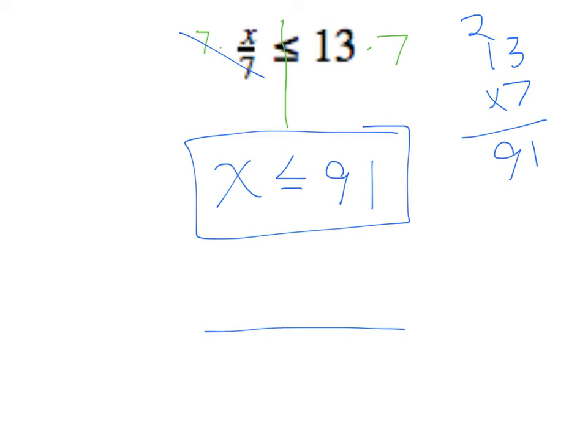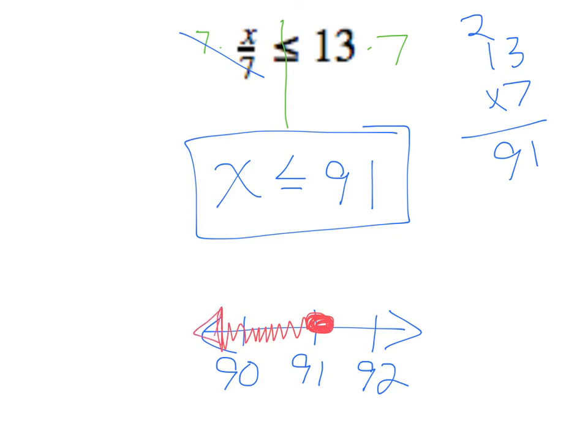To graph it on a number line, we'll make our number line, we'll put 91 in the middle. We'll put 90 and 92. This would be a filled in dot. And we want everything less than 90. I'm sorry, less than or equal to 91. So we want to include numbers like 90, 89, 87, anything that's smaller than 91 or equal to it. And if it's equal to it, it's represented by the filled in dot.